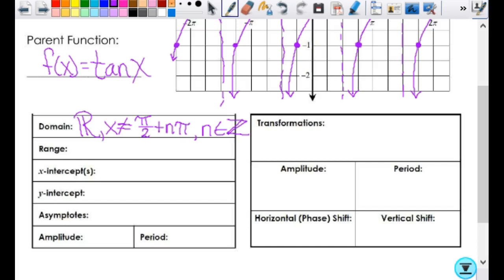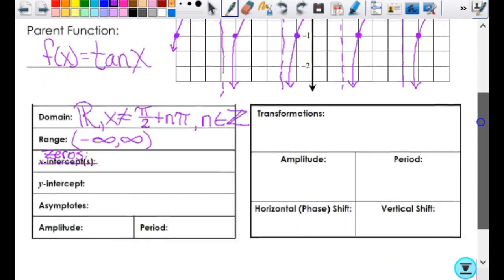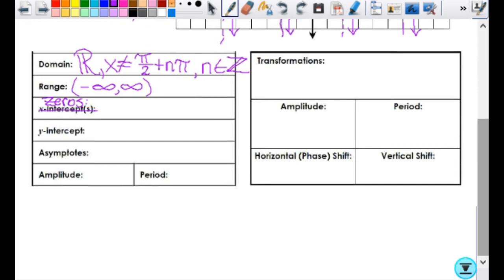Okay. Now, what's the range for this tangent function? Negative infinity to infinity. We're going to change x-intercepts to zeros because otherwise we have to write them in ordered pair form, and we don't want to do that because there's a lot of them, right? So where's your first 0? At 0. And where's your next one? Pi. And then your next one is at 2 pi. So they happen every pi, right? And so that means my zeros are just n times pi, where n is an element of the integers.